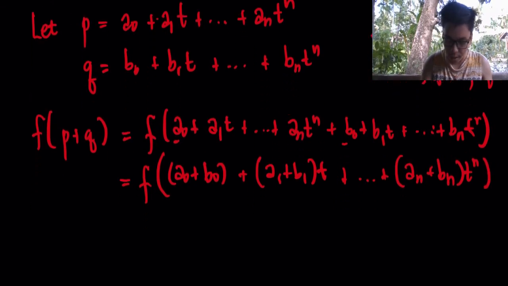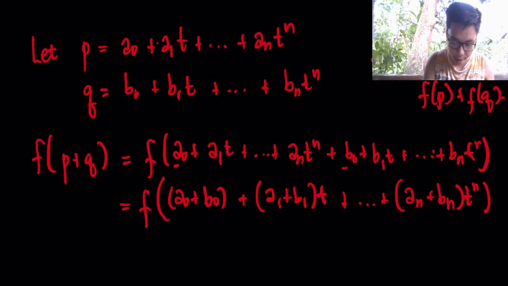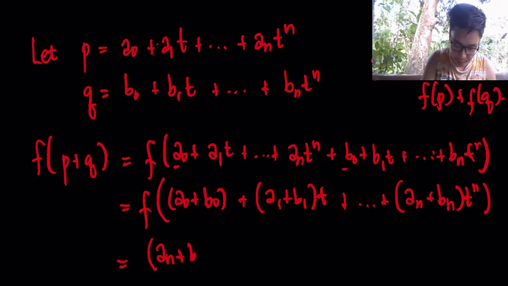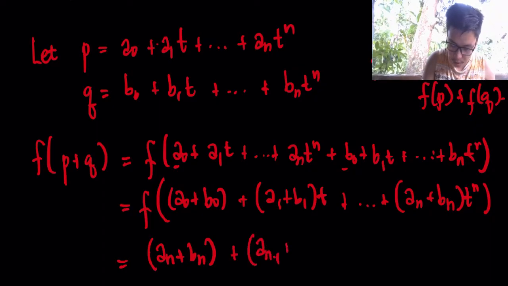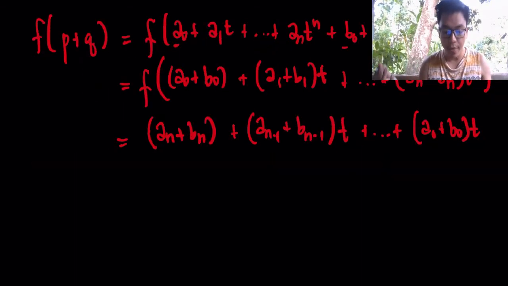Okay. Now, via the definition of our given mapping here, what's the definition again of our mapping? The an plus bn doesn't have a variable because it's t raised to 0. So that means I would have an plus bn here, plus, and I would get an minus 1 plus bn minus 1, and that's t, and then up until you get a sub 0 plus b sub 0 times t to the n. So then you get this result.